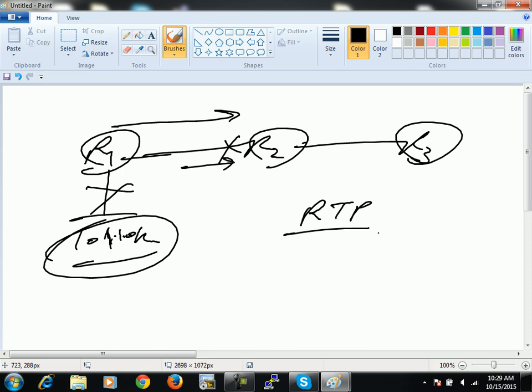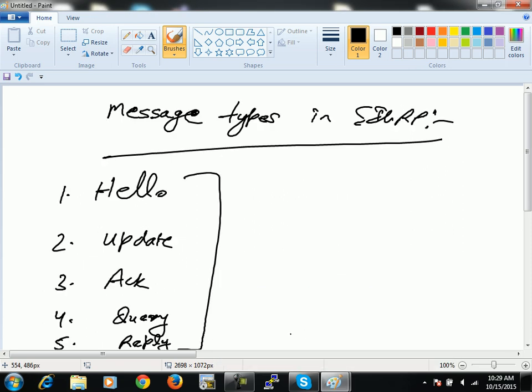Remember that in EIGRP, all important messages will always get acknowledged. If you are sending any important message towards your neighbor, it is mandatory to receive an acknowledgement from the receiver. So in EIGRP, as I told you, we have message types like hello, update, acknowledgement, query, reply.